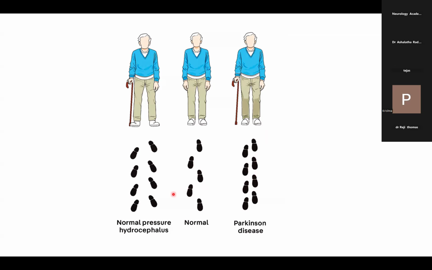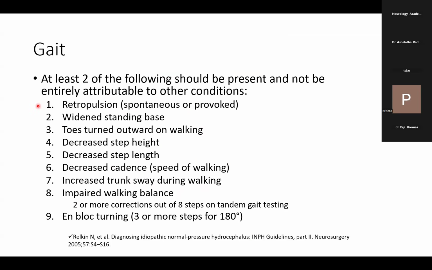But coming to normal pressure hydrocephalus, the gait in these patients is wide based with outward facing of the feet. There is decreased step height and decreased step length, as we previously discussed in the video. There is decreased cadence, that is the speed of walking. Impaired walking balance is also seen. These are the features we usually see in the gait of the normal pressure hydrocephalus patient.